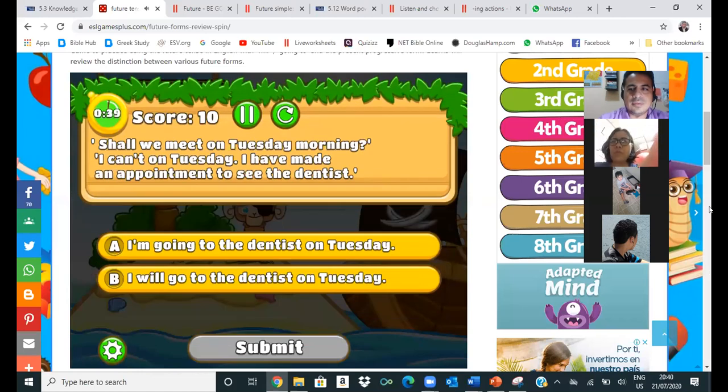Choose the correct answer. Shall we meet on Tuesday morning? I can't on Tuesday. I have made an appointment to see the dentist. A, I'm going to the dentist on Tuesday. B, I will go to the dentist on Tuesday. B. A or B?